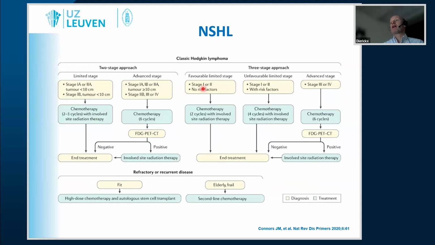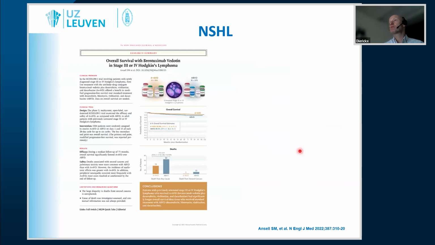Treatment is actually based on the stage. So you have stage 1 or 2, which is typically treated with chemotherapy, followed by consolidation with involved node radiotherapy. And then you have the advanced stage, so the stage 3 or 4, which is typically treated with chemotherapy without radiotherapy.